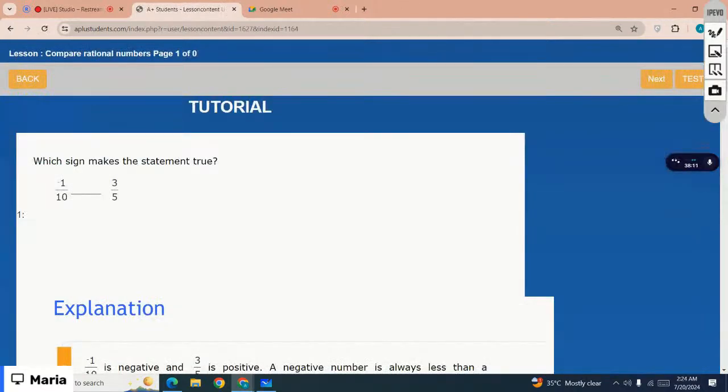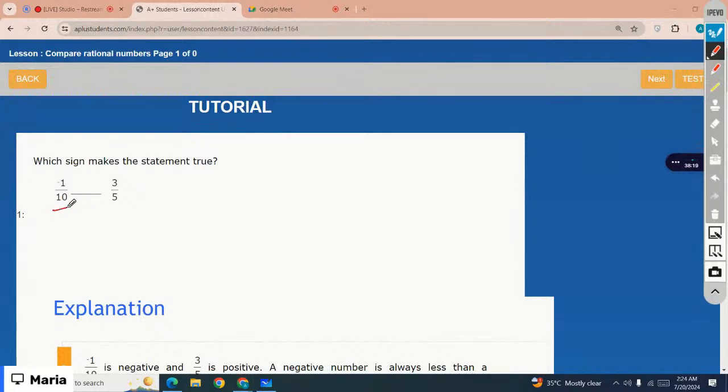Okay, which sign makes the statement true? That is negative 1 over 10 and 3 over 5. You have to compare, right? So one of the numbers is negative 1 over 10. Negative numbers are always less than the positive numbers. So negative 1 over 10 is less than 3 by 5.